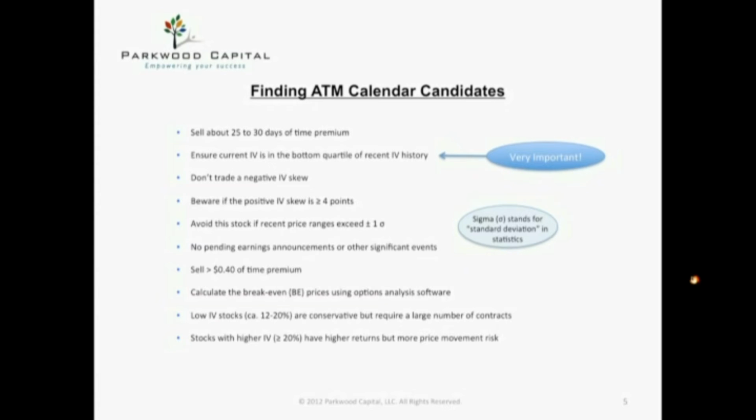Now, the next step is very important, critically important. Check the current implied volatility level of the stock that you're thinking about trading, and then look at its history and just ask yourself, what's the lowest that IV has been for this stock in the past, and what's the highest it's been in the past, and where is it now relative to that? Bottom line is you want implied volatility to be toward the bottom end of its history.